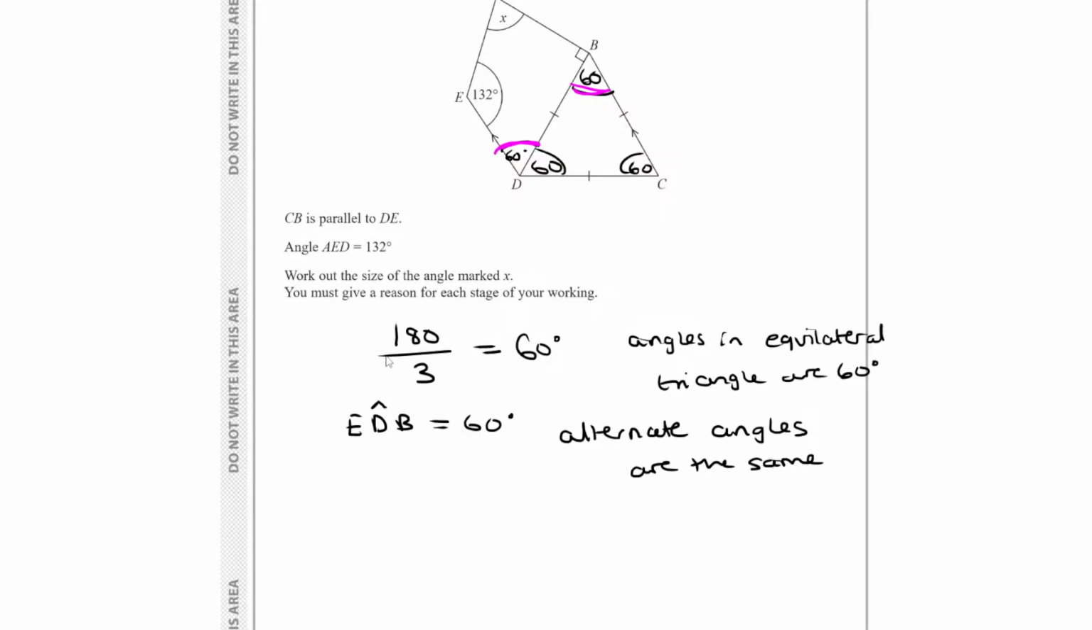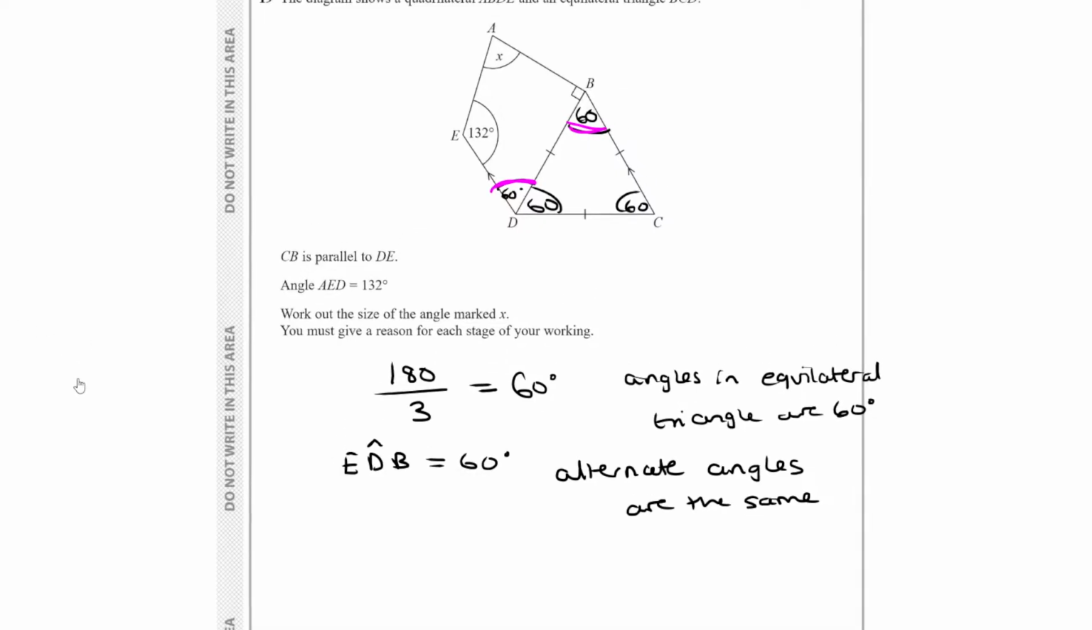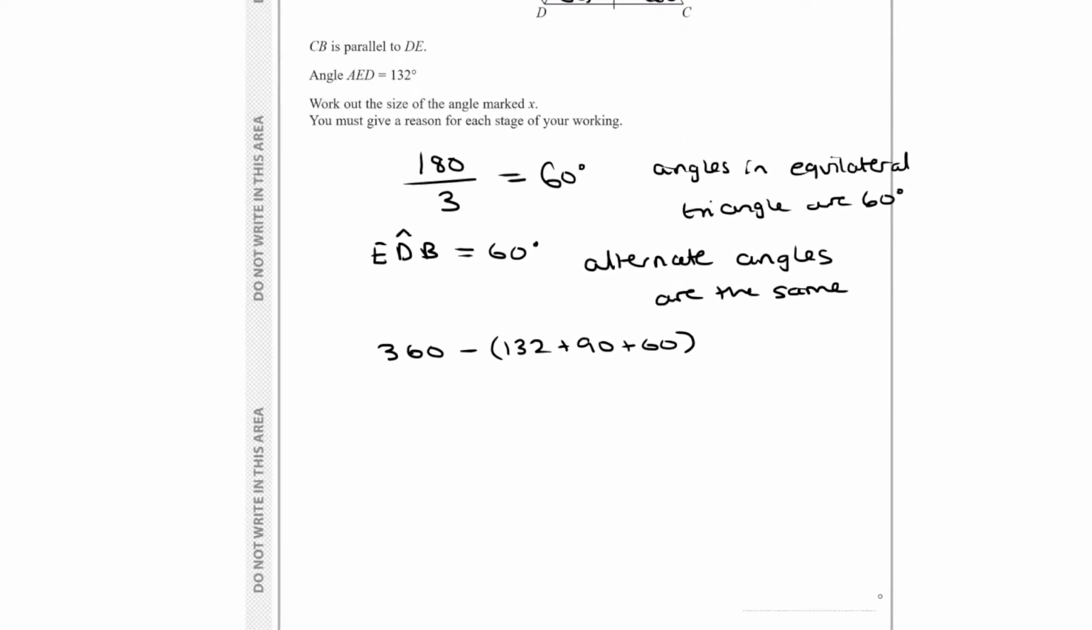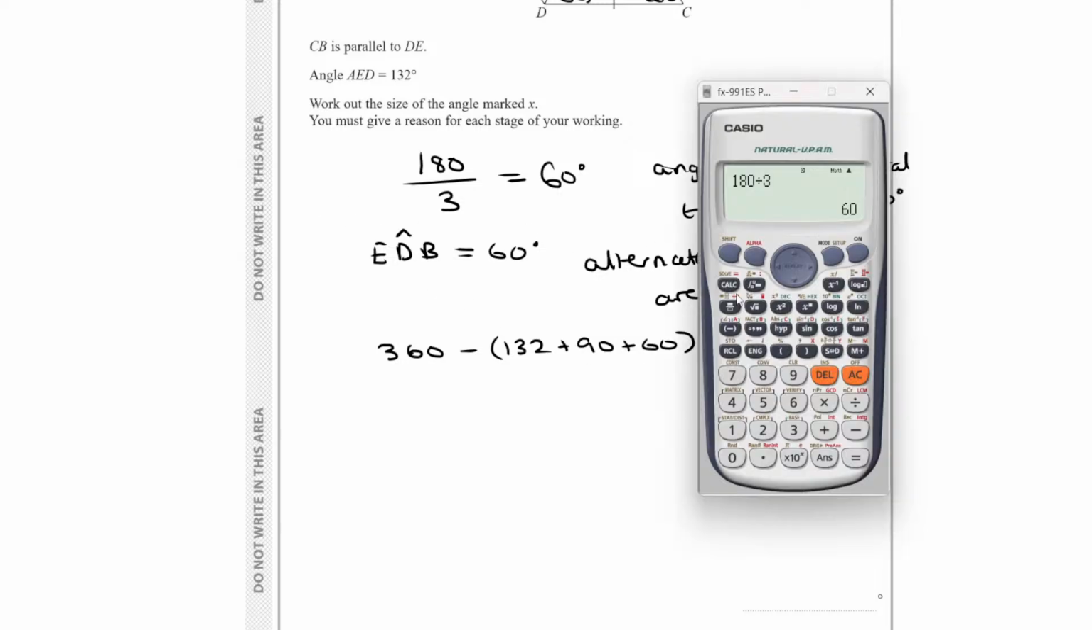And then my last thing is, as I was saying, let me scroll down again, that because we've got a quadrilateral here on the top of it, the four-sided shape adds up to 360, doesn't it? So 360 minus all the other angles. So we had 132, we had 90, and we now know that the other one is 60. So subtract all of those from 360 degrees. So 360 minus 132 plus 90 plus 60 gives me 78.